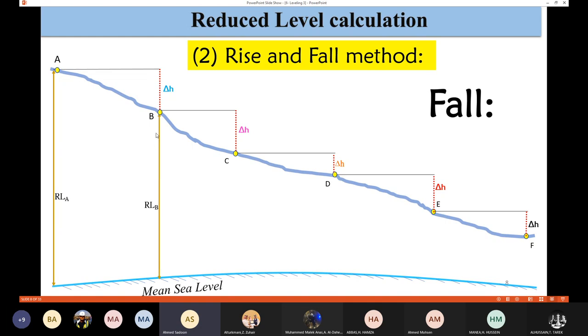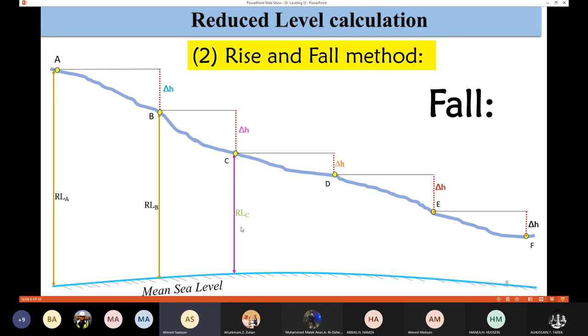So in order to determine the reduced level for the point B, I need to know the reduced level of the previous point, which is the reduced level of the point A. So now the reduced level of the point B equals the reduced level of the point A plus the difference between them. And the difference this time is going to be a negative value, so we subtract. This value minus that value is going to give me the reduced level of the new point, not like the rise. In the rise, we add, whereas in the fall, we subtract.